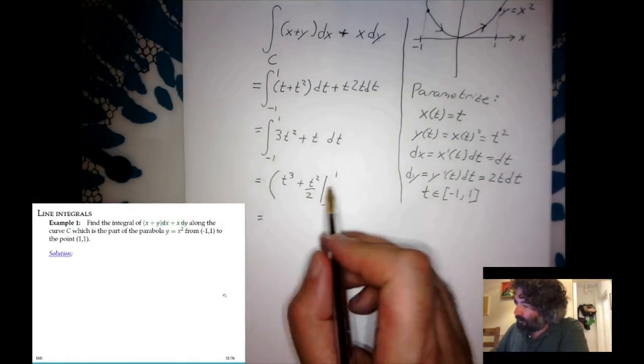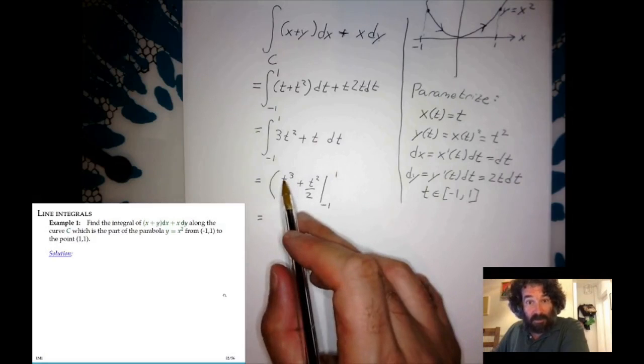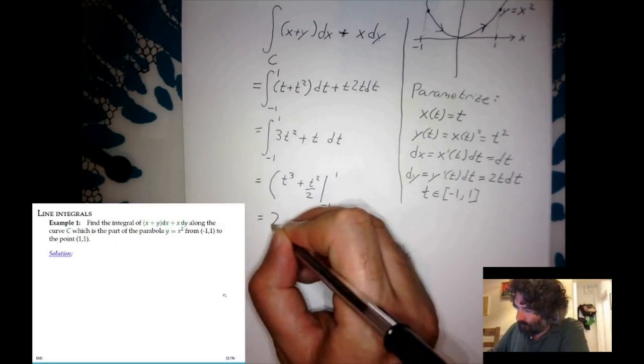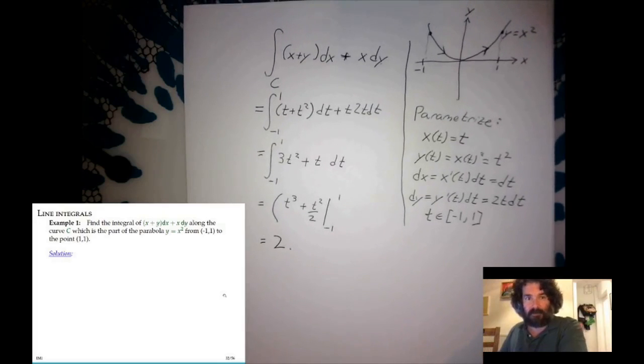And so when we evaluate t squared from -1 to 1, those cancel out. When we evaluate t cubed, we get 1 minus -1, so 2. So this line integral gives us 2. Okay, so that's our first example of evaluating a line integral of a differential form.